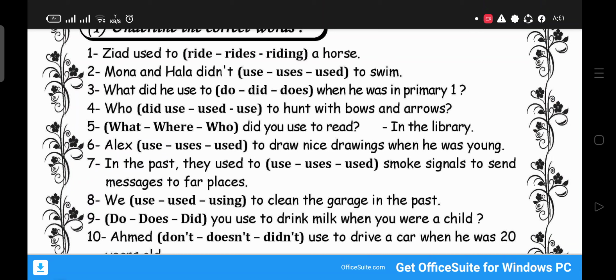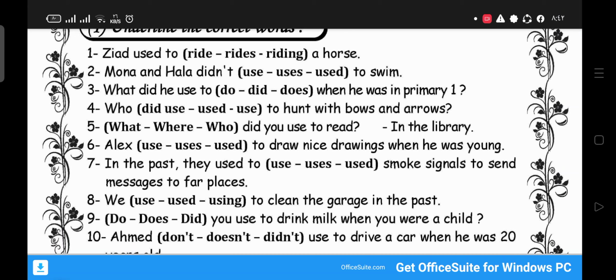Let's answer some questions. Number one, Ziyad used to ride or riding a horse. After used to, we use the infinitive verb. So Ziyad used to ride a horse. Number two, Mona and Hala didn't uses or used to swim. Mona and Hala didn't use to swim. Number three, what did he use to do, did, does when he was in primary one? The answer is do. What did he use to do?